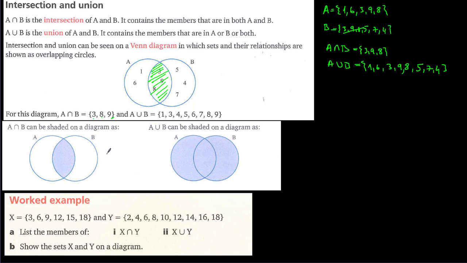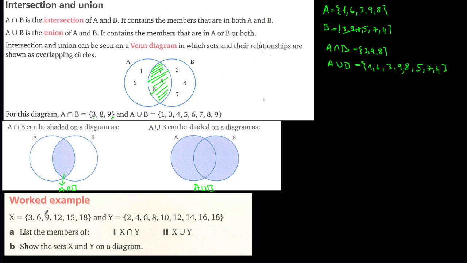Okay, A intersection B can be shown also in the diagrams here. This shaded area refers to A intersection B, and this whole one is representing A union B again. Okay, if we continue with the question here, worked example.